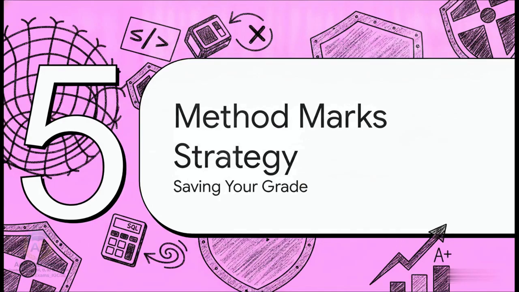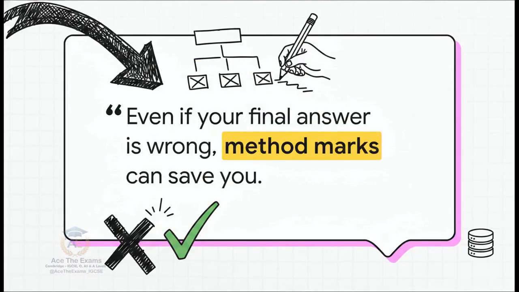Finally, we reach Section 5, the Method Mark Strategy. This is all about saving your grade when things go south. This right here is your ultimate safety net for the 9618 exam, designed to save your grade even if your final SQL code goes completely, horribly wrong under pressure.